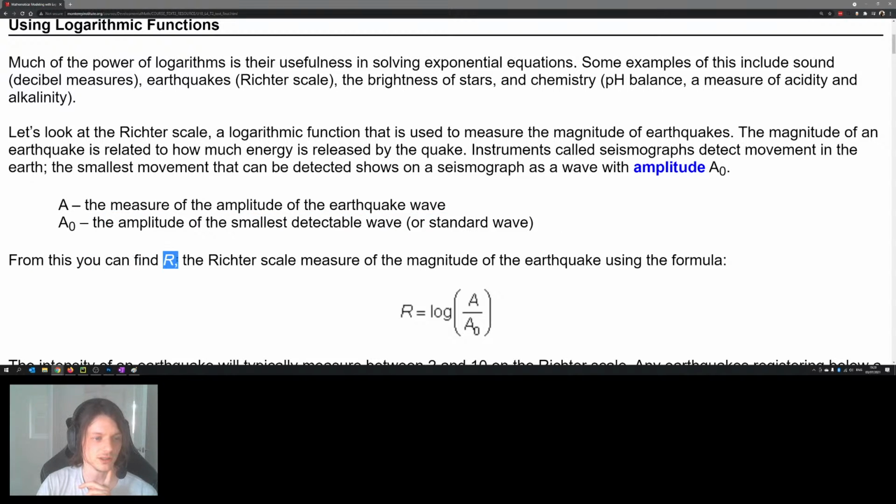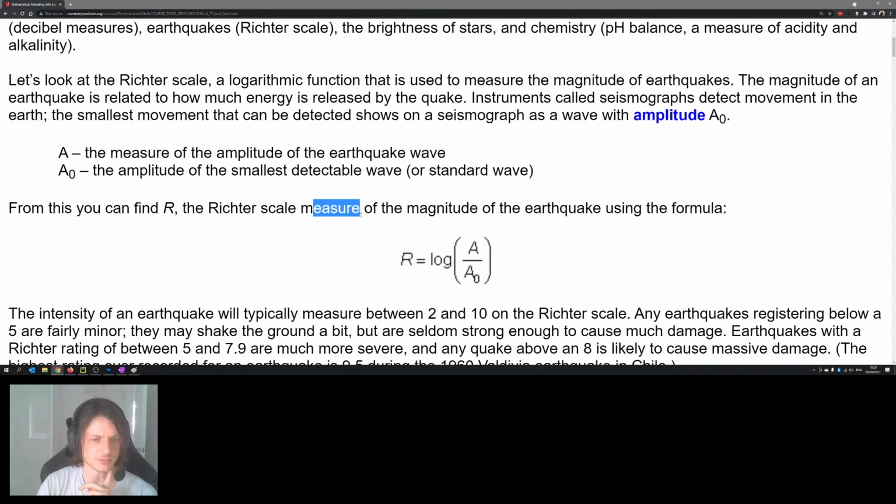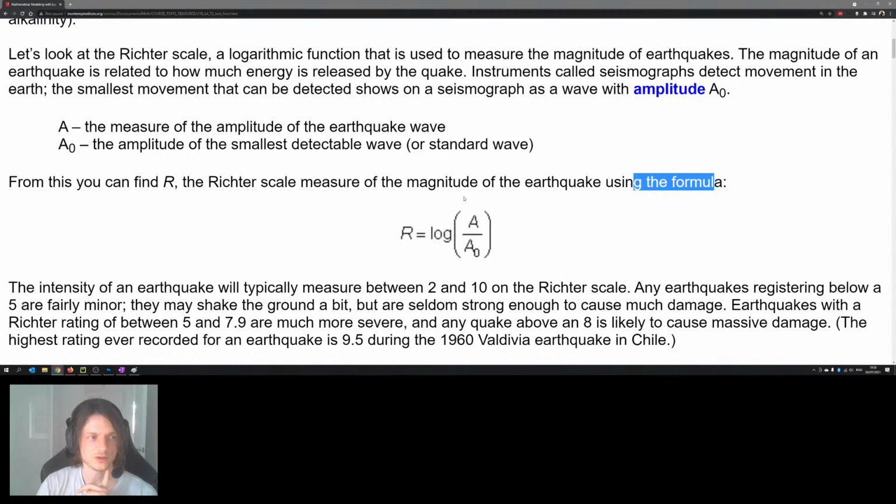From this you can find R, the Richter scale measure of the magnitude of the earthquake, using the formula R is the log of A over A0.